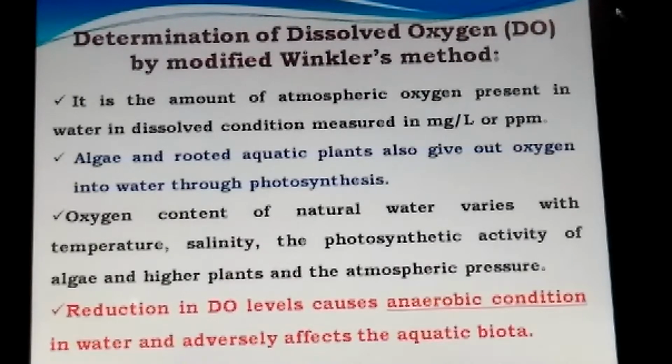Algae and rooted aquatic plants also give out oxygen into the water through the photosynthesis process. The oxygen content of natural water varies with the temperature, salinity, the photosynthetic activity of the algae and higher plants, and atmospheric pressure. Reduction in dissolved oxygen levels causes anaerobic conditions in water and adversely affects the aquatic biota.